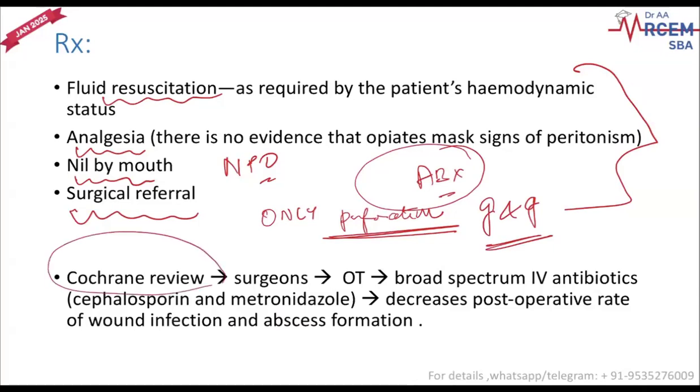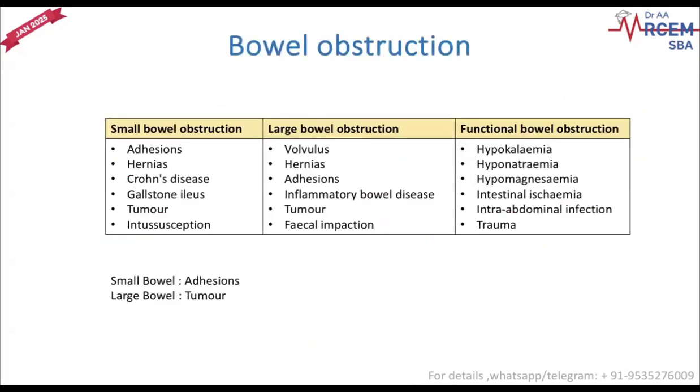The Cochrane review basically says that giving antibiotics during the surgery decreases the incidence of post-operative wound infection and abscess formation. It doesn't say you need to give prophylactic antibiotics in the emergency department. This is in the operation theater where you're supposed to give it. So the take-home message here is do not give antibiotics for appendicitis unless it is perforated. That is a complication of appendicitis.